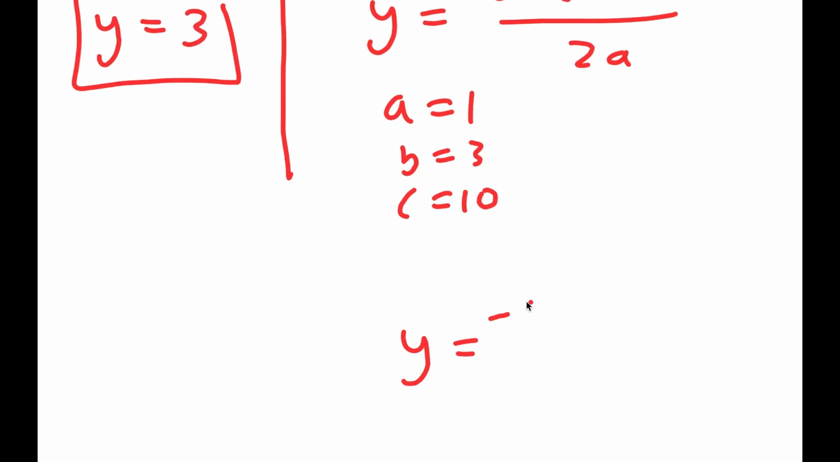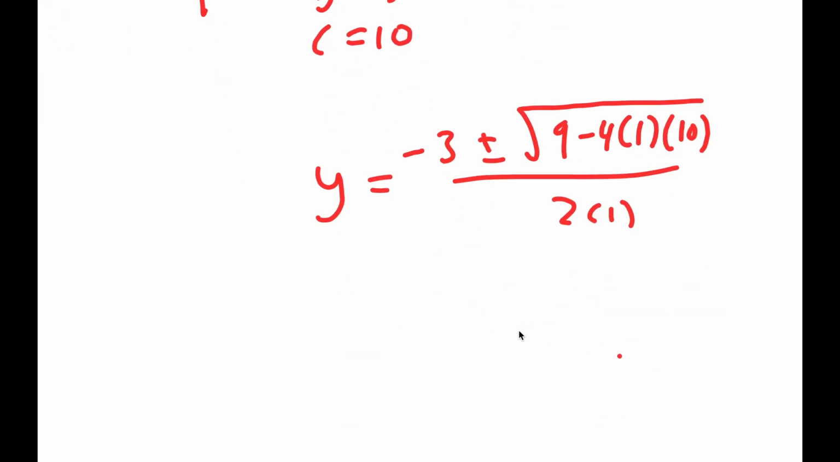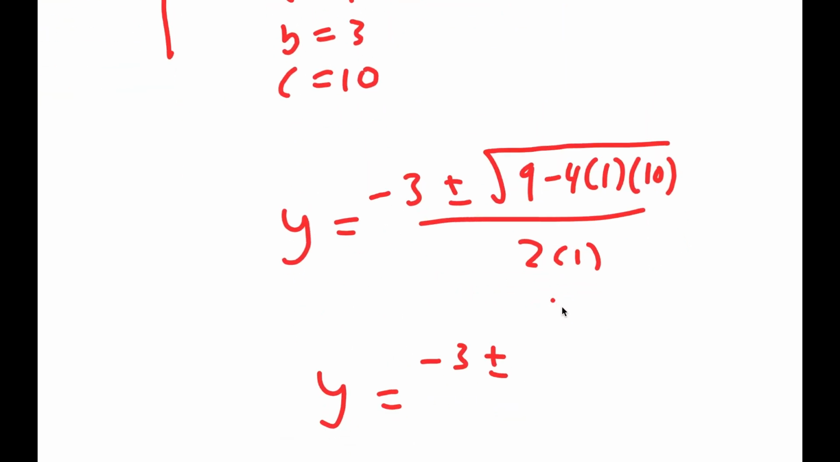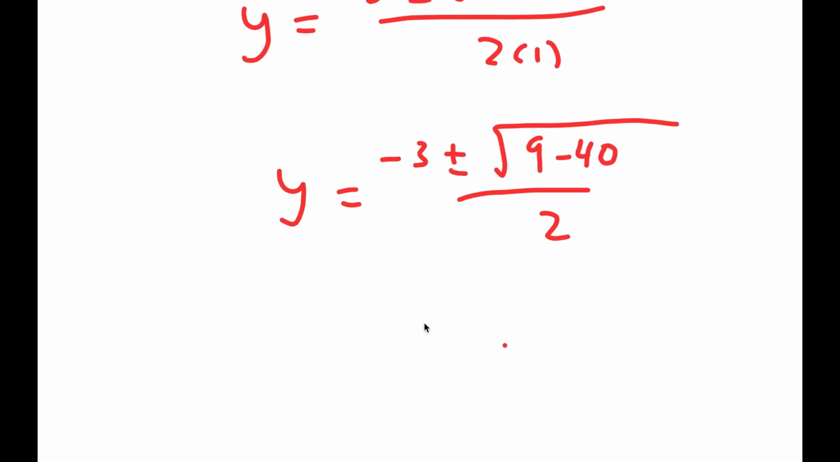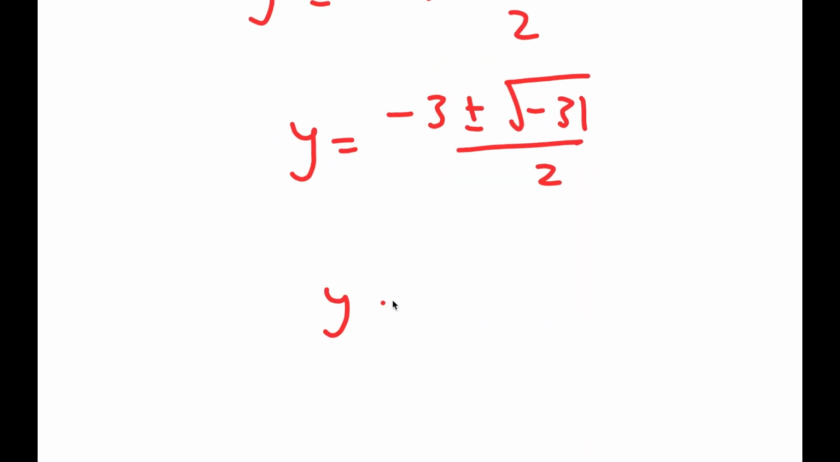So I get y is equal to negative 3 plus or minus the square root of 3 squared, which is 9, minus 4 times a, which is 1, times c, which is 10, all over 2a. This turns into negative 3 plus or minus the square root of 9 minus 40 over 2, which is equal to negative 3 plus or minus the square root of negative 31 over 2, which turns into negative 3 plus or minus the square root of 31i over 2.